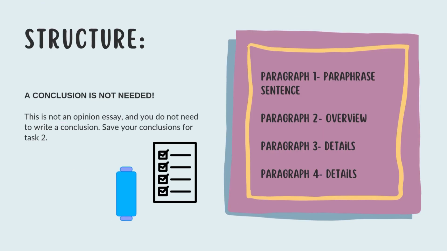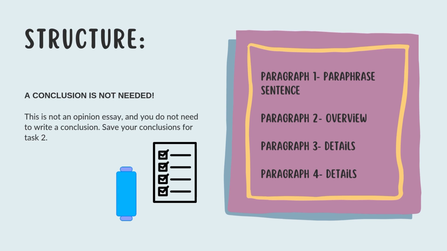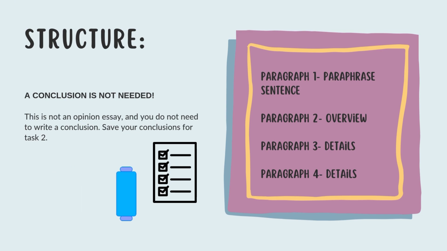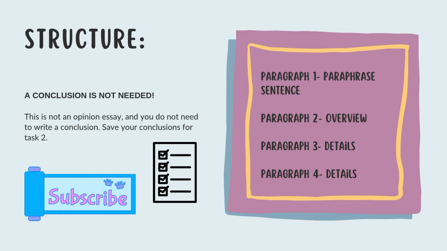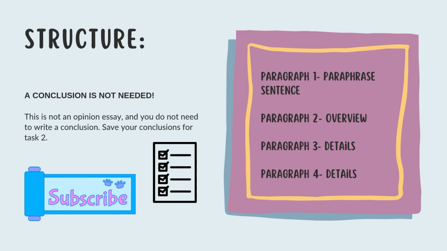As an IELTS teacher, I would advise you that this is the structure that they are looking for. For paragraph 1, they are looking for a paraphrase sentence or 2, and it should form as an introduction. Paragraph 2 should be an overview, and paragraphs 3 and 4 should be the details. A conclusion is not necessary in this part of the test, but if you are desperate to include one, I would suggest saving it for writing part 2.